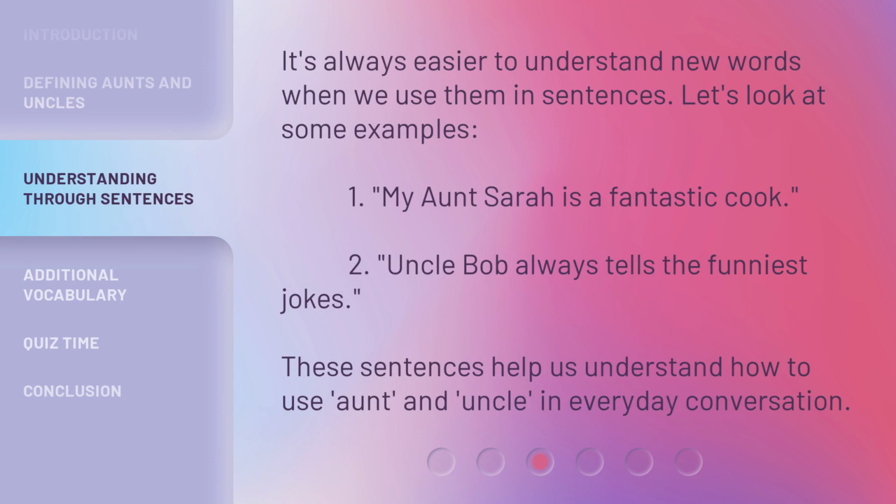It's always easier to understand new words when we use them in sentences. Let's look at some examples. 1. My Aunt Sarah is a fantastic cook. 2. Uncle Bob always tells the funniest jokes. These sentences help us understand how to use aunt and uncle in everyday conversation.